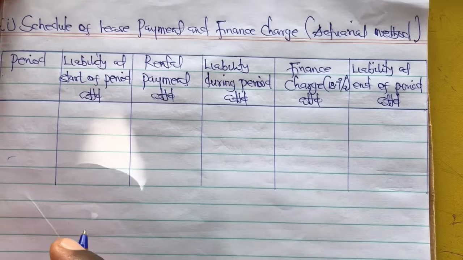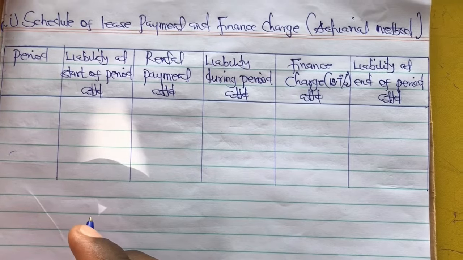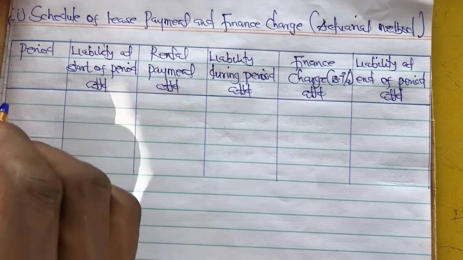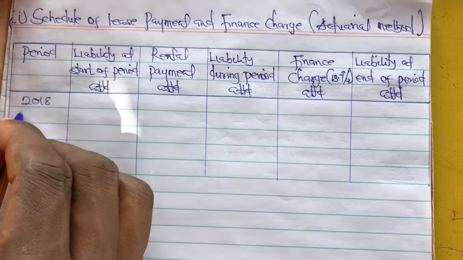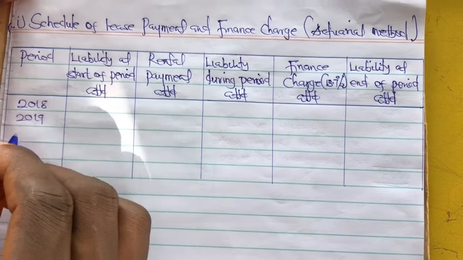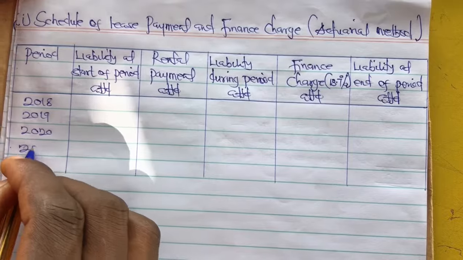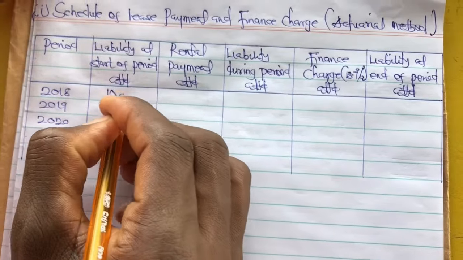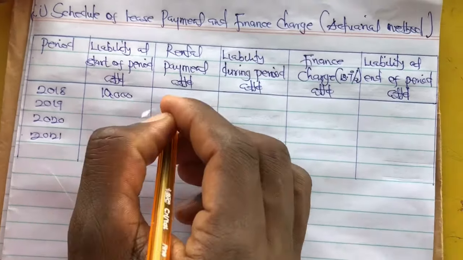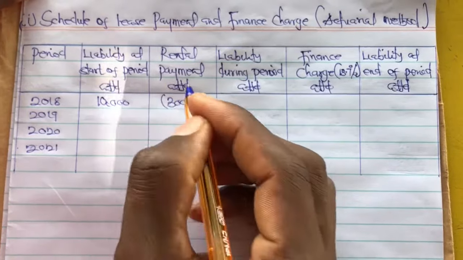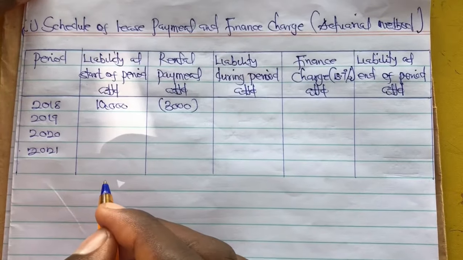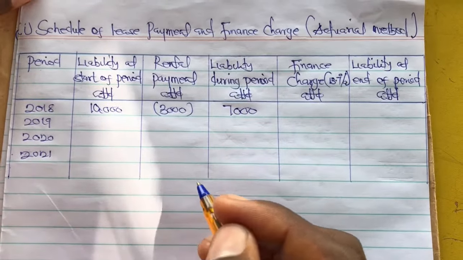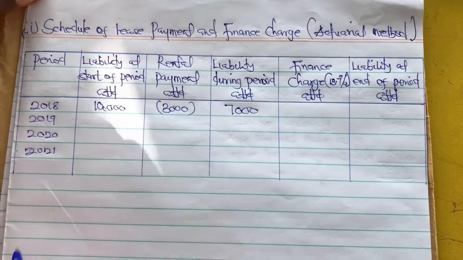We are still on requirement I. But this time we are going to use the actuarial method to determine the schedule of lease payment and finance charge. Remember that the years still remain 2018, 2019, 2020 and 2021. So the initial lease liability is 10,000 Ghana cedis as usual. Then the rental payment is 3,000. So we are going to subtract it from the initial lease liability. That is 7,000 Ghana cedis. But for the actuarial method, we consider the interest rate implicit in the lease.